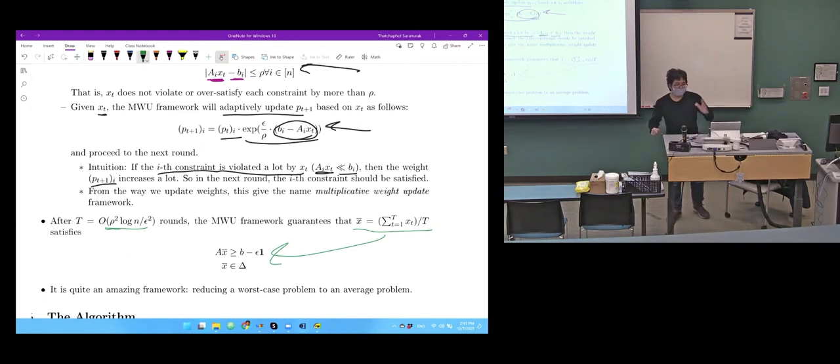Somehow the weights on each round are updated in such a way that although in each round you don't satisfy every constraint exactly, when you average them together, at the end it will satisfy every constraint up to additive epsilon.